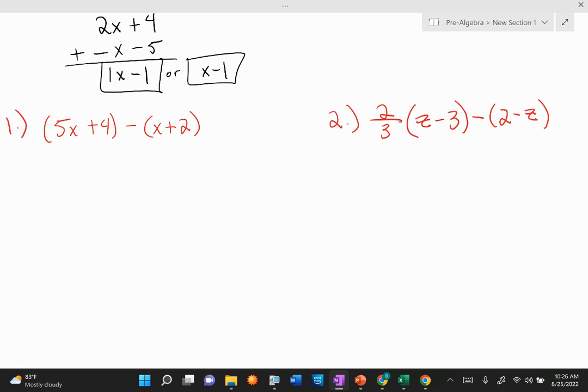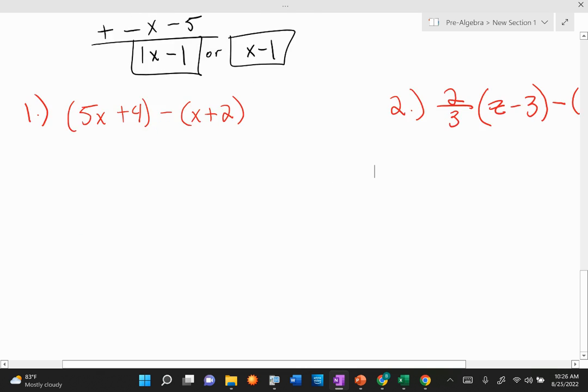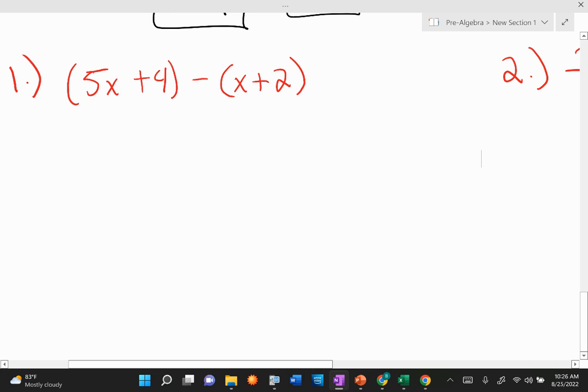All right, you ready to explain, Katie? You got it right. Listen, please. Here is number 1. Katie, what do we need to do first? I put 5 times 5x plus 4 in parentheses. Okay. And then put plus sign, and then in parentheses negative x plus 2.